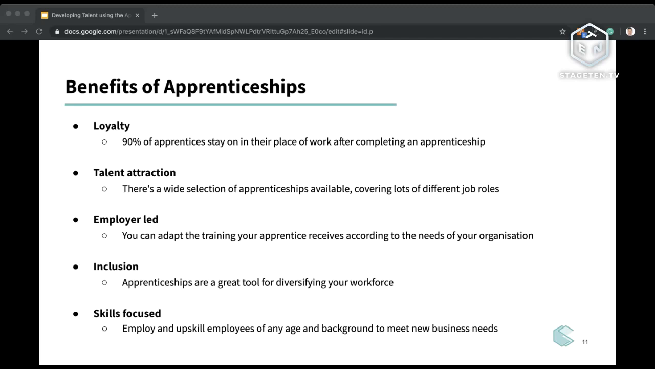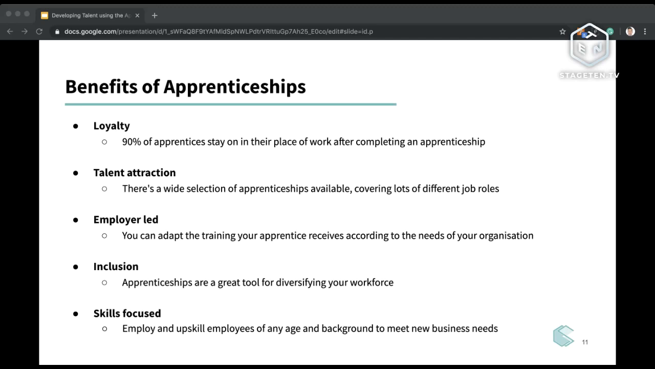Talent attraction. So there's a wide selection of apprenticeships available, covering lots of different job roles at various different stages. So advertising an apprenticeship, you're recruiting a brand new employee, and you're also saying we're going to invest in and train you. So it's a win-win for the candidates, and it makes you stand out in the job market.